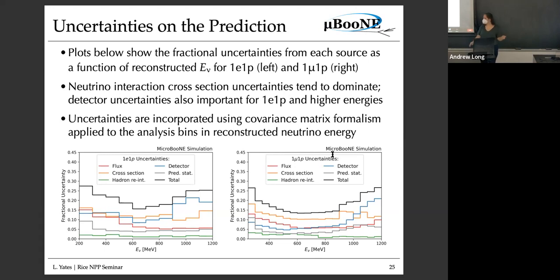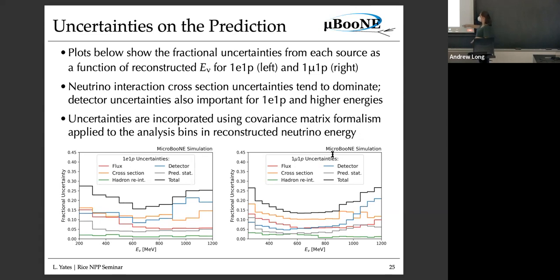And the hadron reinteraction is different from what are called final state interactions. Final state interactions are in the cross section. The hadron reinteraction is basically after the hadron has left the nucleus, it can scatter off of a second argon nucleus. For our signature, they're very, very small. So you combine what happens in the nucleus? Yeah, everything that happens in the initial nucleus goes under cross section as one systematic.